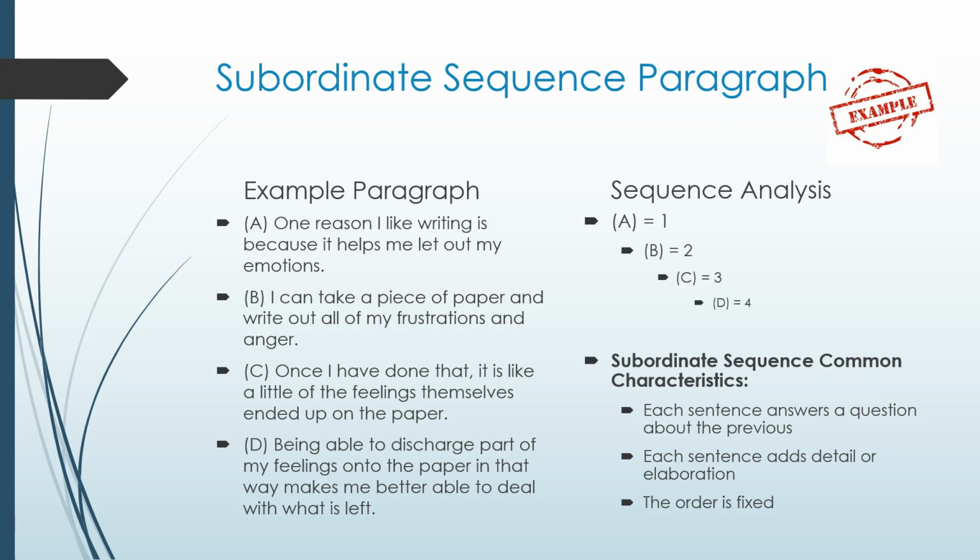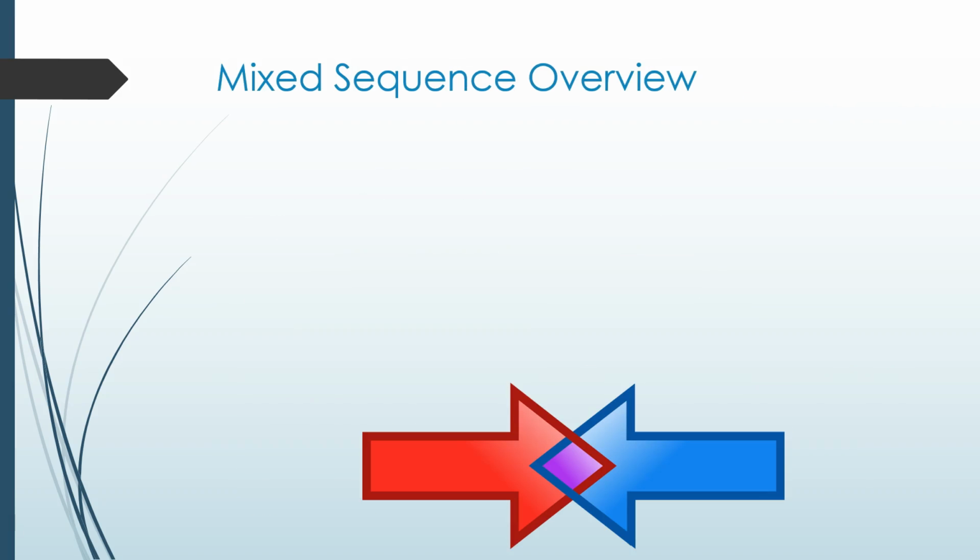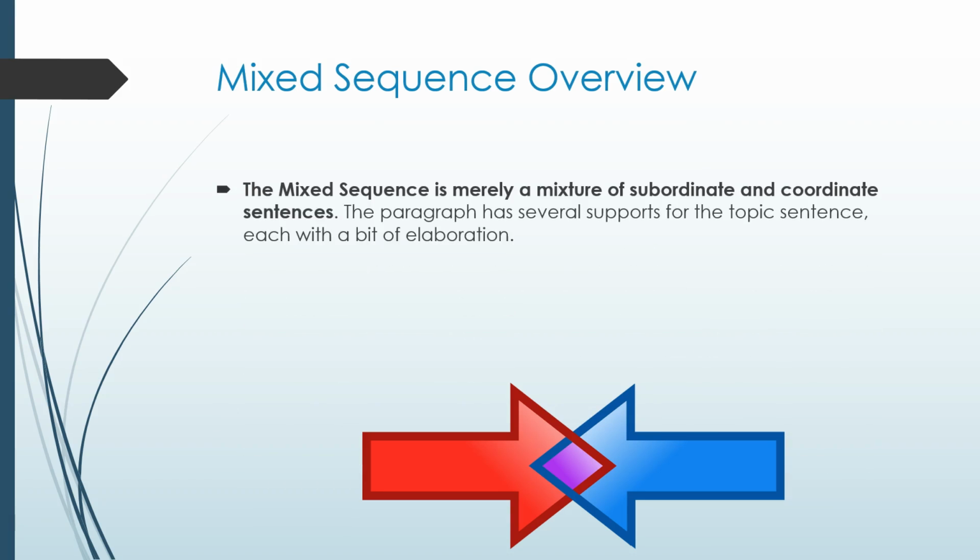your readers. So then, we've seen that paragraphs have all coordinate connections, and we've seen paragraphs that have all subordinate connections. We have one last type to look at before we tie it all together. The final type of paragraph is one that combines both coordinate and subordinate connections within the same paragraph, called a mixed sequence. It tends to have 2 or 3 main supports for the topic sentence, much like a coordinate sequence, but then each one of those has 1 or more sentences giving details.